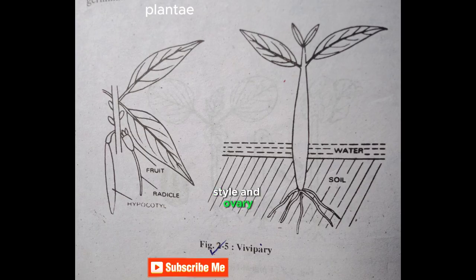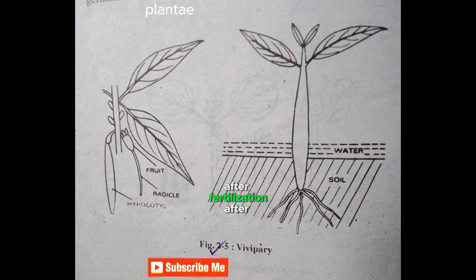Style and ovary. After pollination and fertilization, the ovary becomes the fruit, and the ovules become seeds. Fun fact: the Rafflesia arnoldii, the world's largest flower, can be over 1 meter wide and weigh 7 to 10 kilograms. It's known as the corpse flower because of its strong odor.